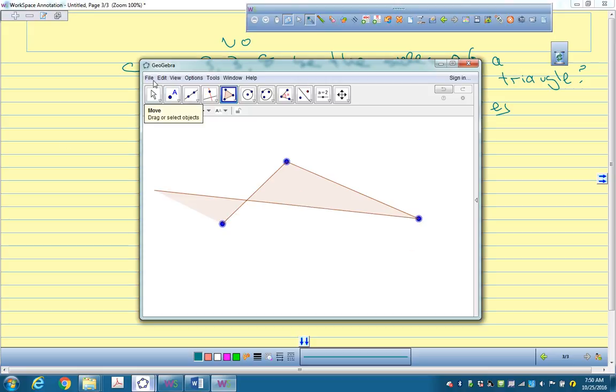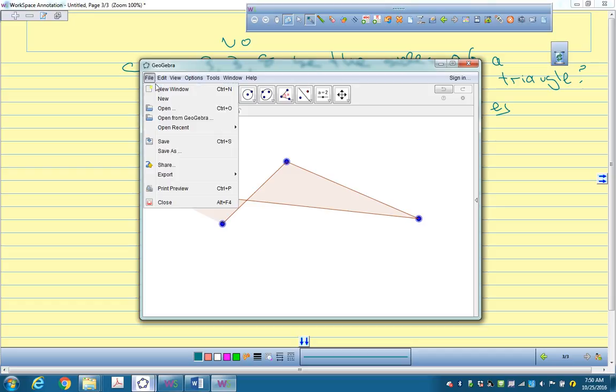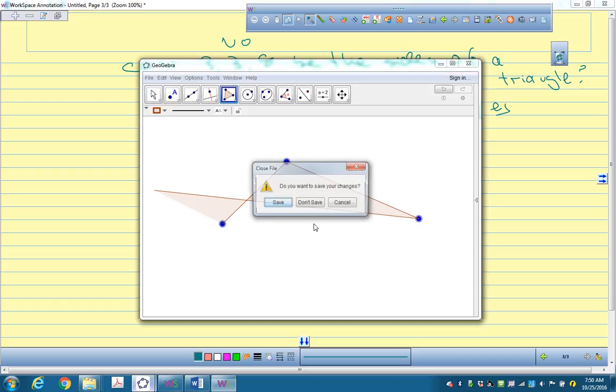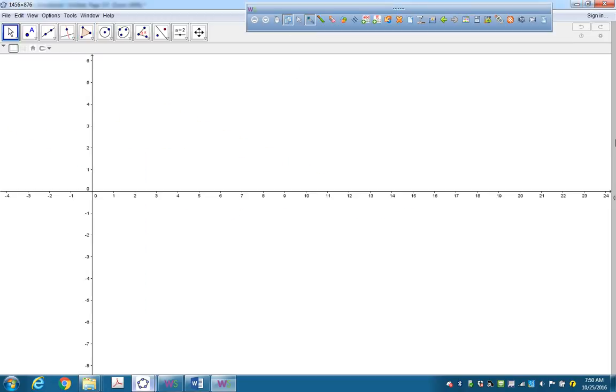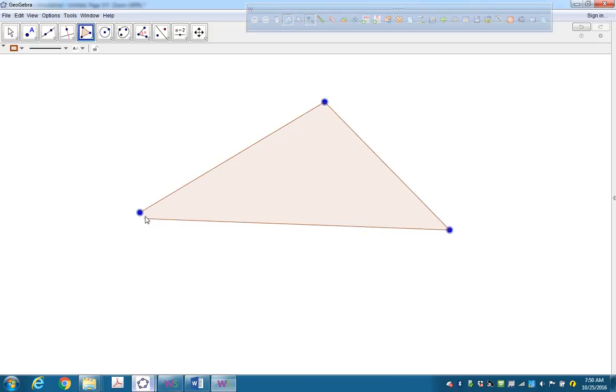Let's get out of this. File, new sketch. File, new. I don't care about saving. Okay, so come on. Where's my new? There it is. Okay, so make yourself a triangle. Any kind of triangle you want. Okay? Try to make it so it's scalene. Okay? Scalene. I guess we should have labeled the points.